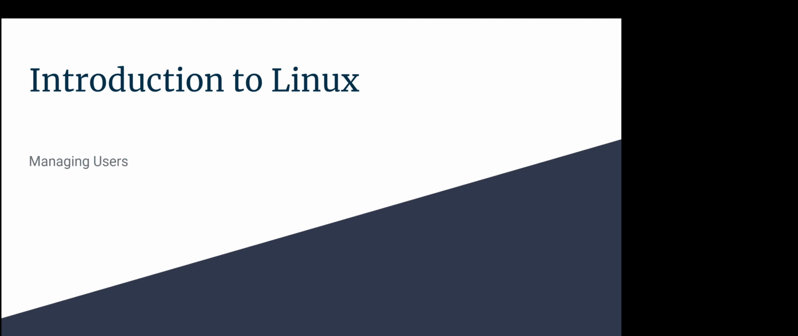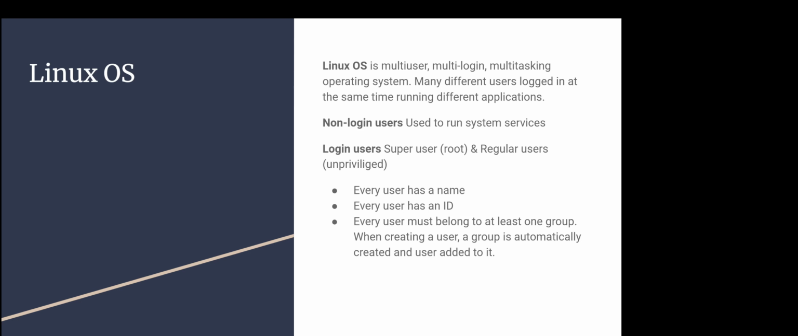Linux is a multi-user, multi-login, multitasking operating system. This means that Linux supports many different users logged in at the same time running different applications. There are two different kinds of users in Linux. Users that cannot log in are called non-login users and are used to run system services. Users that can log in are used for interactive sessions and are divided into the privileged superuser, usually named root, which historically has been the administrator of the system, and the rest of the users, which are unprivileged regular users. It's best practice to always log in as a regular user.